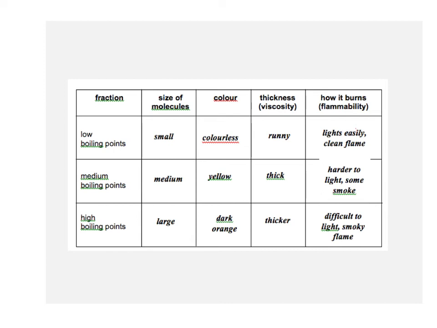We can summarise the properties of the hydrocarbons like this. So the low boiling point fractions are found at the top of the column. These are the molecules that are small, short chains. In terms of colour, they're colourless. We know that they're a gas, or they're something like gasoline, so they're quite light. We know that they're not very viscous. In fact, they're quite runny. They're either a gas or a very watery liquid.